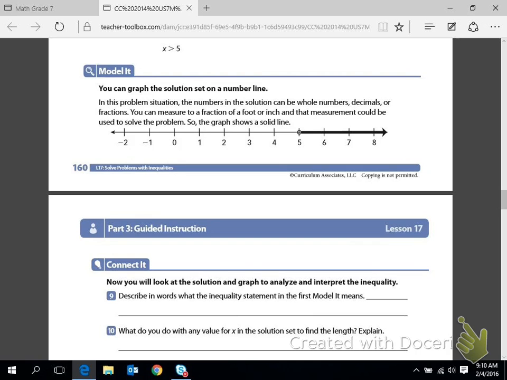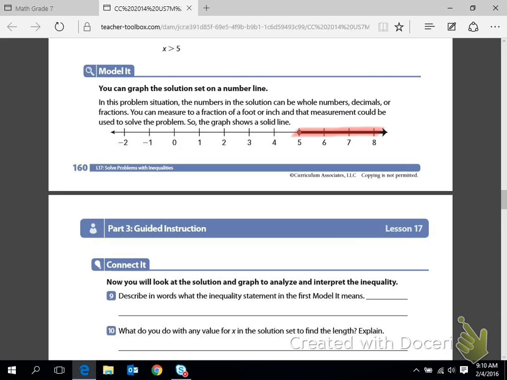So the graph shows a solid line. This is where we represent our open circle, meaning it can't be 5, but with our solid line pointing to the right with an arrow, meaning that our answer could be anything greater than 5.